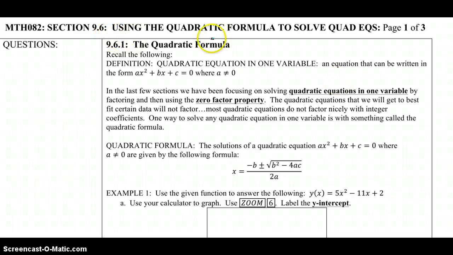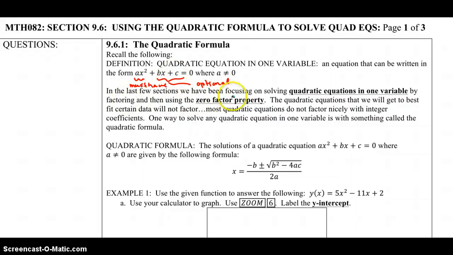So 9.6, using the quadratic formula to solve quadratic equations. Recall the following. A quadratic equation in one variable is an equation that can be written in the form ax squared plus bx plus c equal to 0, where a can't be 0. Again, you must have an x squared term, and x terms and constant terms are optional. So b and c, these coefficients, can be 0.